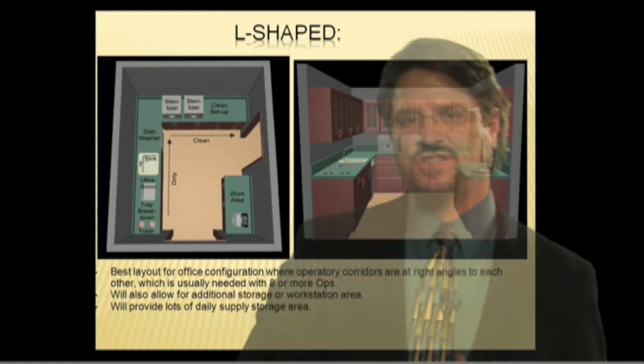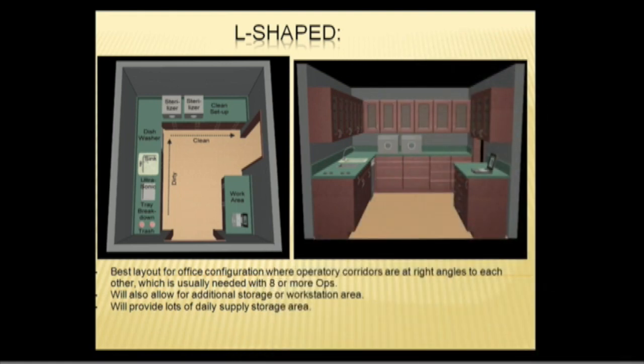Here's an example of an L-shaped sterilization. And this is the best layout for an office configuration where operatory corridors are at right angles to each other, which is usually needed with 8 or more ops. It will also allow for additional storage or workstation area in the L portion of that. It will provide lots of daily support storage in the cabinetry.